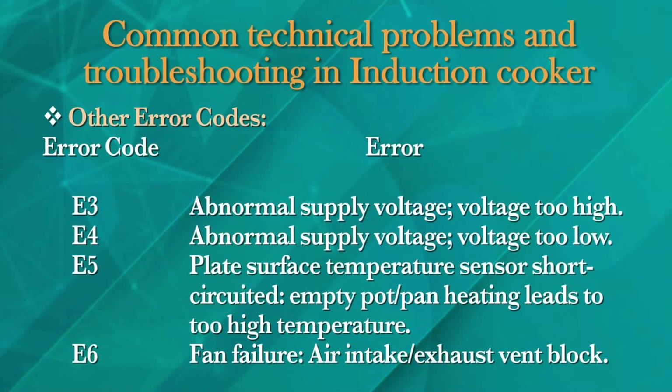Some other error codes of the induction cooker are E3, which means abnormal supply voltage or voltage too high. E4 error code means voltage too low. E5 means the plate surface temperature sensor short-circuited. Empty pan heating leads to a high temperature. E6 error code may be due to the fan failure. Air intake exhaust vent may be blocked.